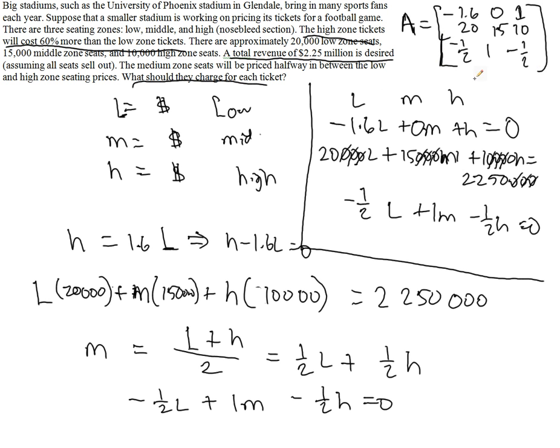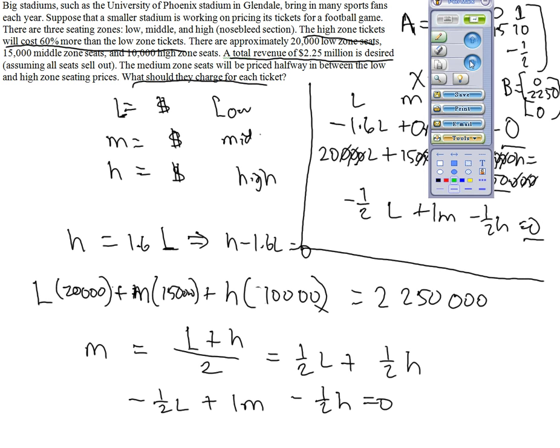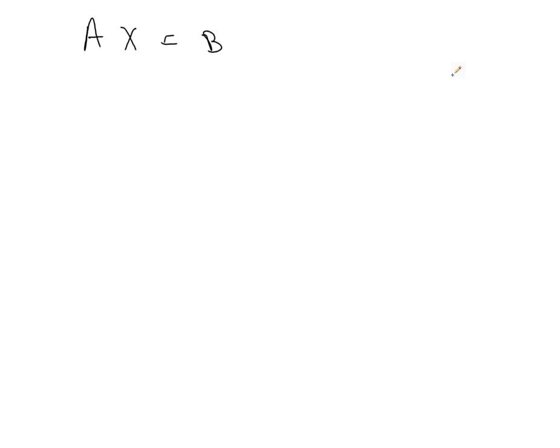Now my X matrix contains the L, M, and H. And my B matrix, the one that contains the output values, is going to be 0, 2,250, and 0. So those come from here, here, and here. So that's basically what my equation is equal to. And really our equation that we're trying to solve is AX equals B. So remember, X is equal to A inverse times B. It's the same process every time.